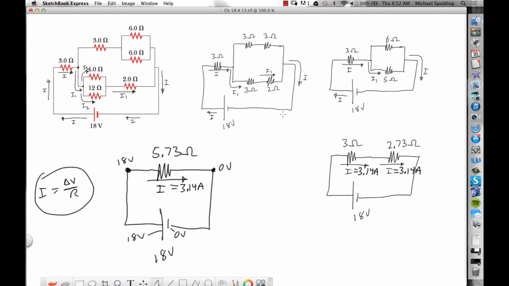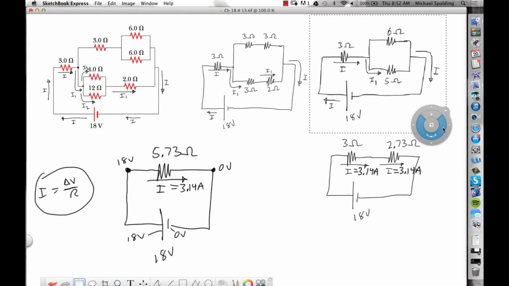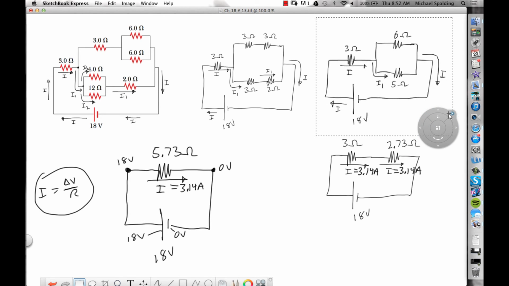Okay? Up here, what's this current? In fact, let me make this picture a little bigger. Let's expand this slightly. All right, so in this picture here, this current right here, this I, is 3.14 amps. The current coming out of the battery, I equals 3.14 amps. Right here, 3.14 amps.